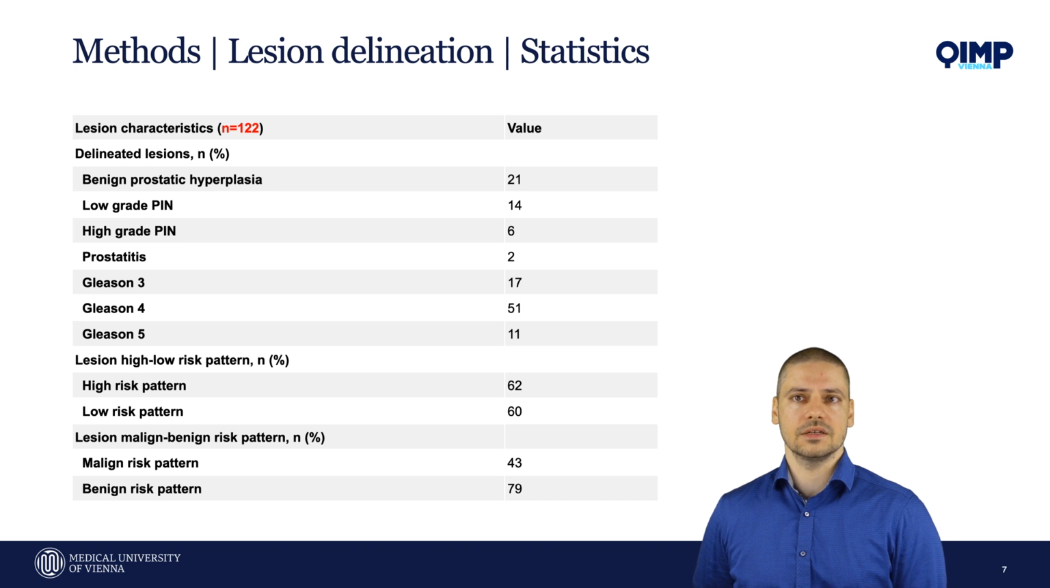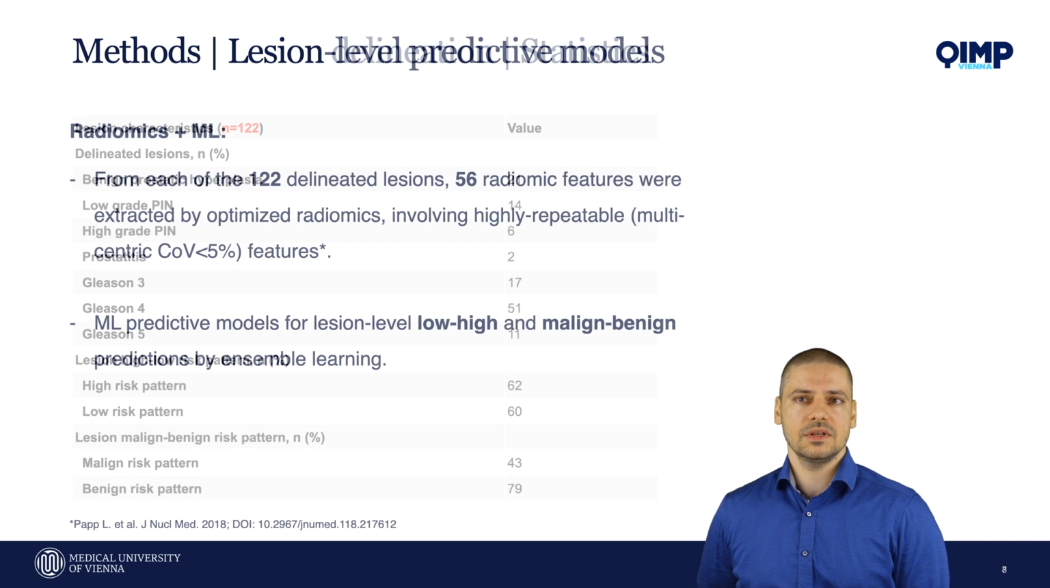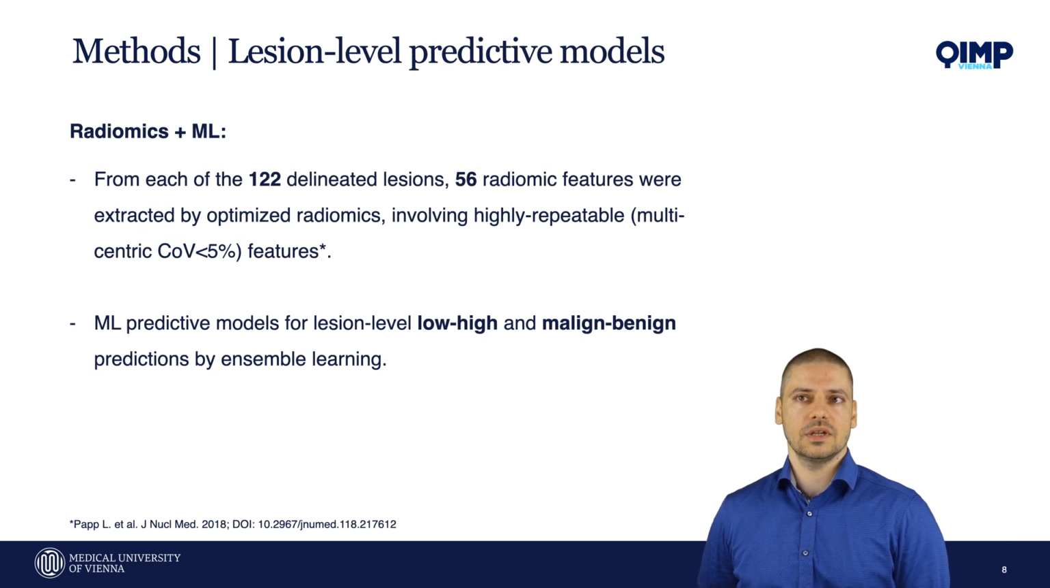Here you can see statistics about the extracted lesions. We had 122 lesions altogether, and as you can see, we had a wide range of Gleason patterns. So we could establish low-high risk as well as malign and benign lesion predictors. And so we did this with the help of radiomics and machine learning, where we extracted highly repeatable features from our PET MRI images, and then we established two predictive models for each lesion, one which predicts low versus high, and another which was predicting malign versus benign status.